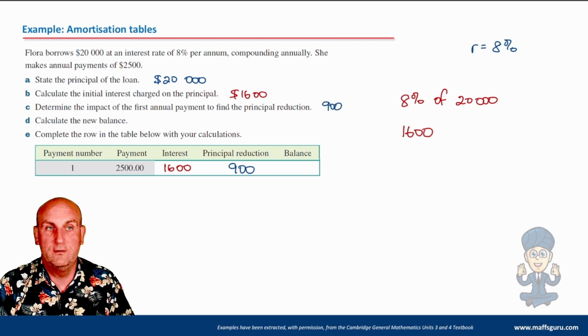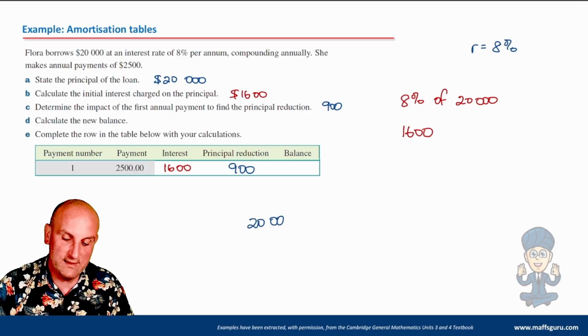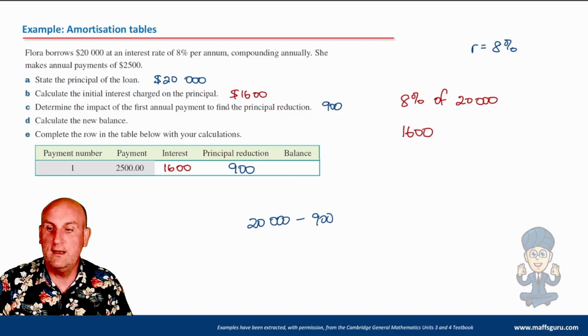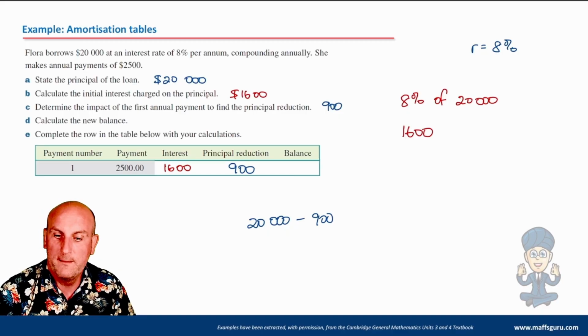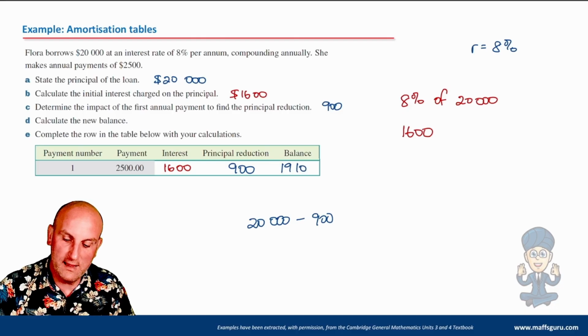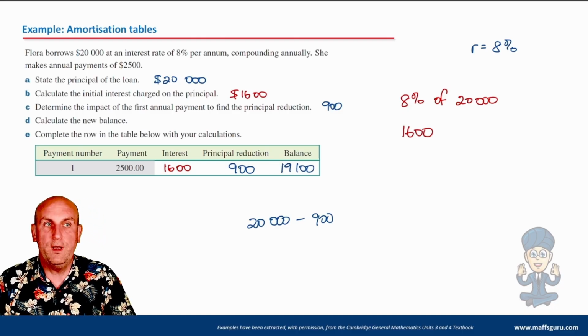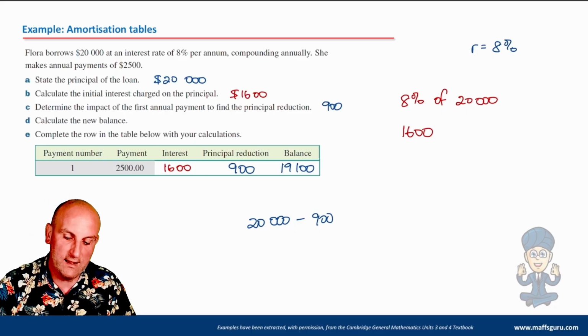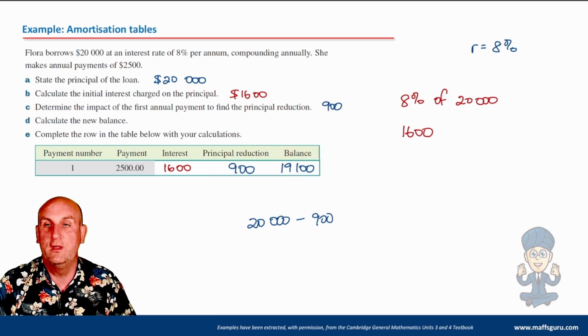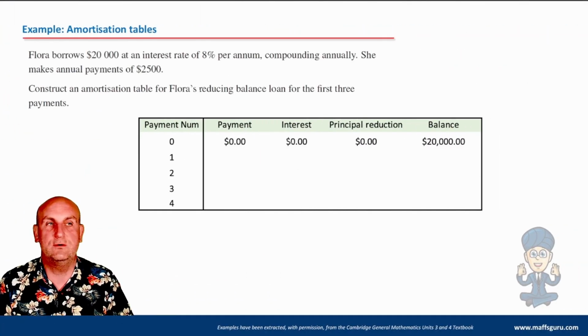Calculate the new balance. Well, I started with 20,000. I'm going to take off $900, and again, I'm not leaving this to chance. That gives me $19,100. Now, what I have done here is very representative of what you'll be doing over and over again for amortization tables. If you can work out the amount of interest, the principal reduction, and the balance, you will be able to smash every single one of these questions.